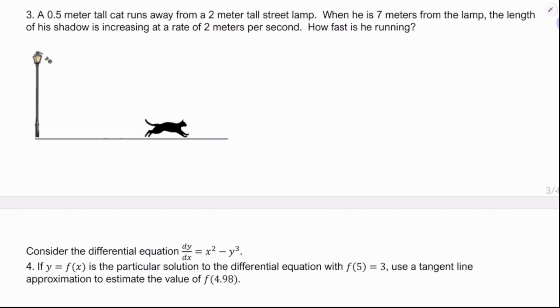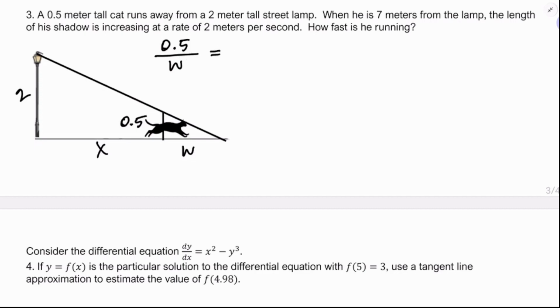Another shadow walking type question. Ended up looking pretty good. Okay, got the cat there, and we're gonna label. Okay, so it says the street lamp's 2 meters tall, the cat's half a meter. Okay, we're gonna label the distance x and the shadow w. Proportionality relationship is that the vertical leg to the horizontal leg on the small triangle is going to be equal to the vertical leg to the horizontal leg on the big triangle, because they're proportional.